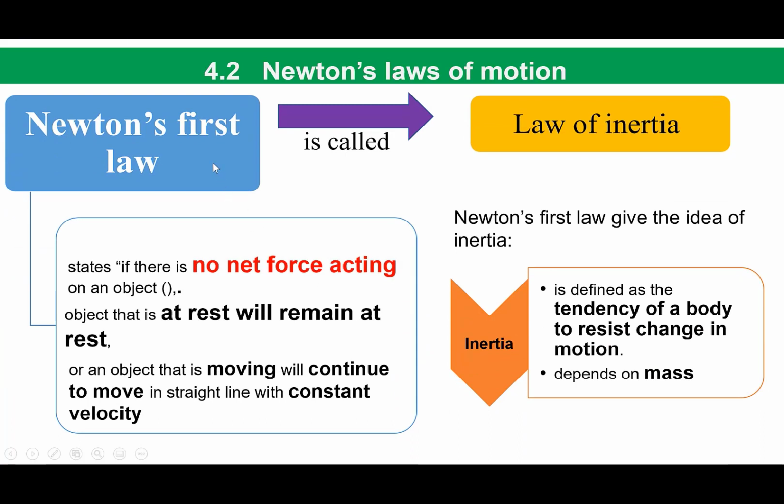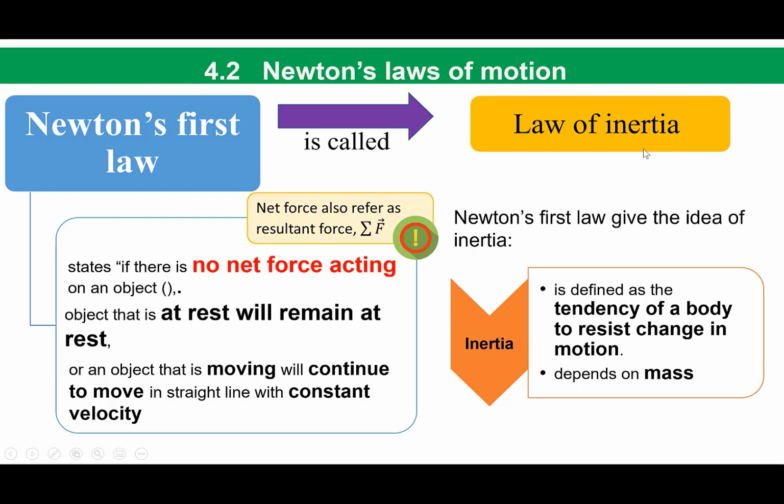Newton's first law states that if there is no net force acting on an object, the object that is at rest will remain at rest, or an object that is moving will continue to move in a straight line with constant velocity. No net force here means that the vector sum of the force acting upon an object is equal to 0. Newton's first law is also called the law of inertia.